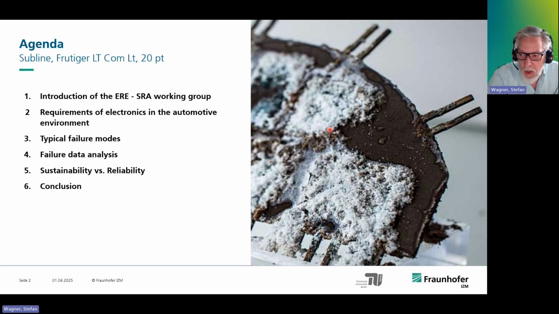Next, I will show you some typical failure modes, and then I come to a failure data analysis, where I have used an evaluation of data from the energy sector. In terms of environmental stresses, the conditions here are similar to those in the automotive sector. And I will briefly discuss the question of sustainability versus reliability. At the end, I will summarize my presentation with a short conclusion.